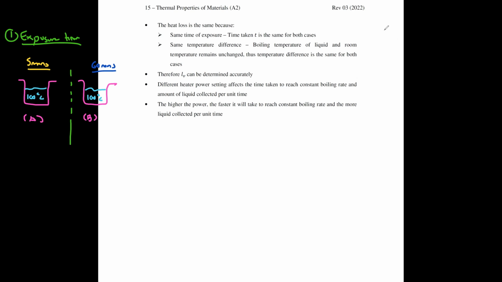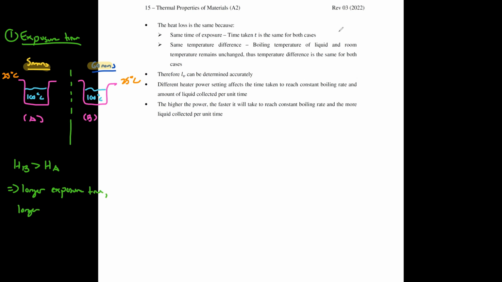And when I say I leave it outside, I mean that I leave it at room temperature. Okay, so here for beaker A, the room temperature could be 25 degrees Celsius. And then for beaker B, it also could be 25 degrees Celsius. Okay, everything else remains the same. The only thing different is the exposure time. So when you're talking about the heat loss, you can imagine that the heat loss from B would definitely be more than the heat loss from A, isn't it? Because here, you have a longer exposure time.